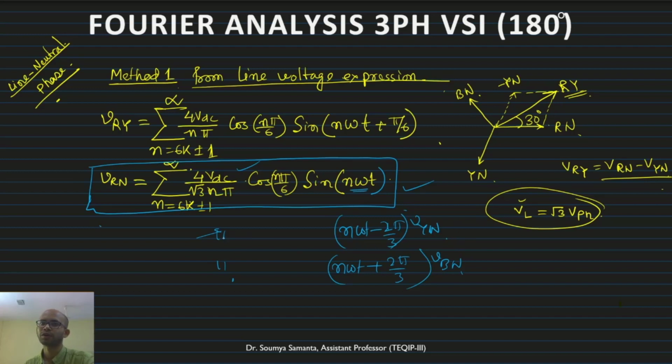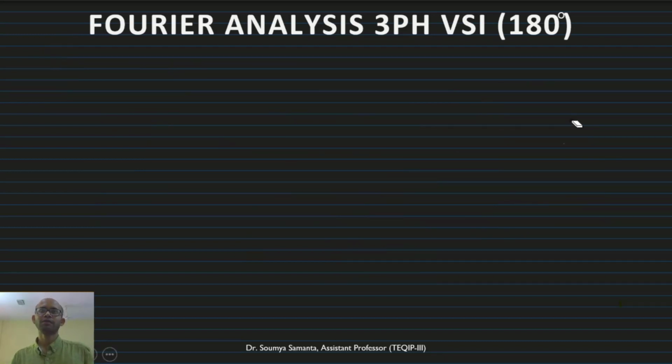So this is the difference. You can find out. I am leaving this part for you to find the final expressions. Everything I have told, you just do this part. So this is method 1. We can do it this way. And there is another method, where we directly draw the waveform, and from the waveform we can do the analysis. Let us find out that one also. That is method 2.